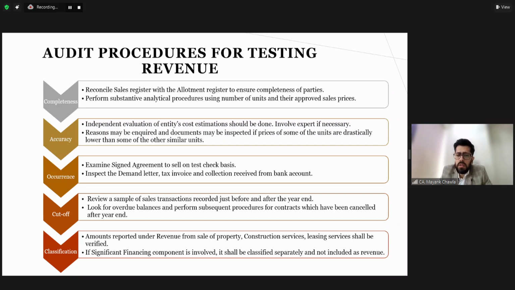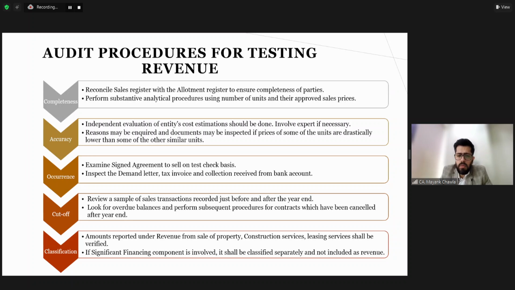Then when it comes to occurrence, we have to do vouching, and on a thorough basis, a test check basis, we need to select the samples, and demand letters, tax invoices, the agreement to sales, and the collection from the banks should be traced, so that it gives an assurance that these are the genuine transactions that have occurred. So documentation is very key in this case.